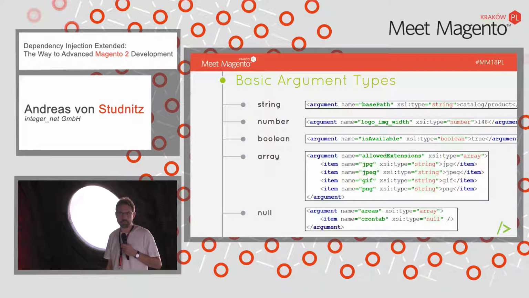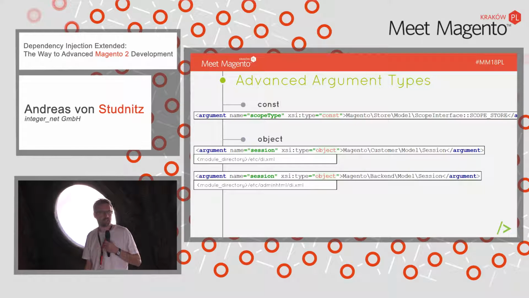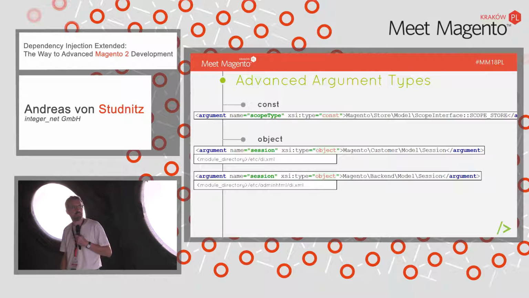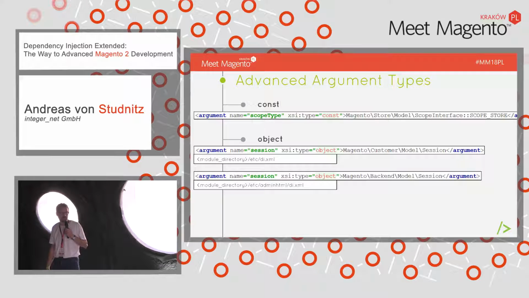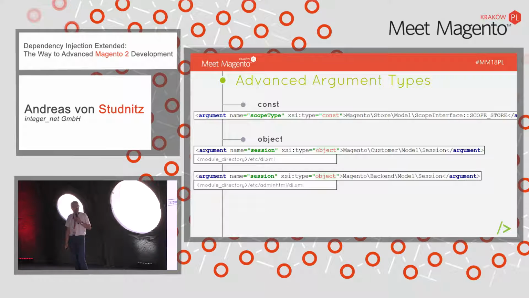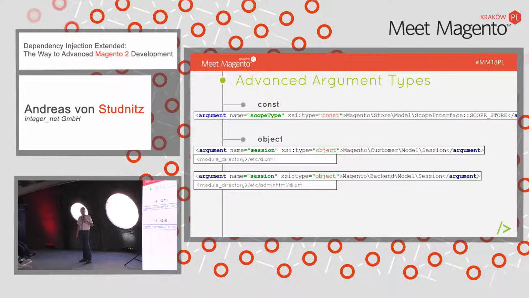So there are a few advanced argument types. The easiest one is a constant. So you probably know that constant syntax, which can be used in PHP as well, but you can use it in XML as well. Then for the scope type, and we have the object.